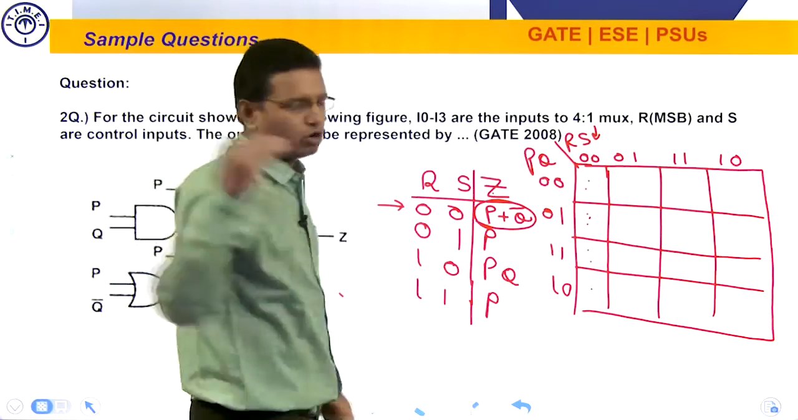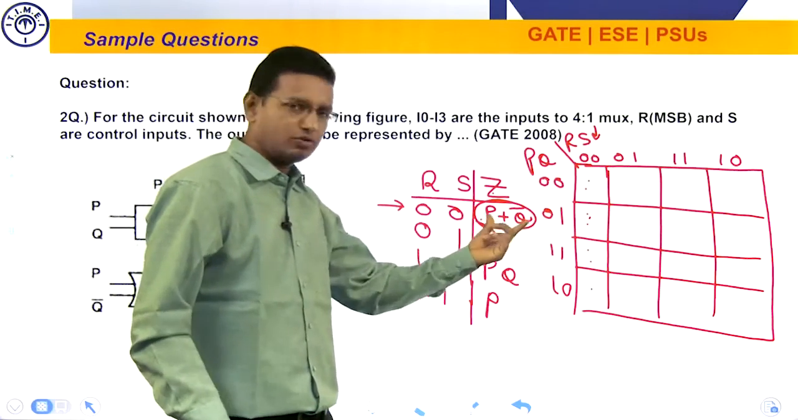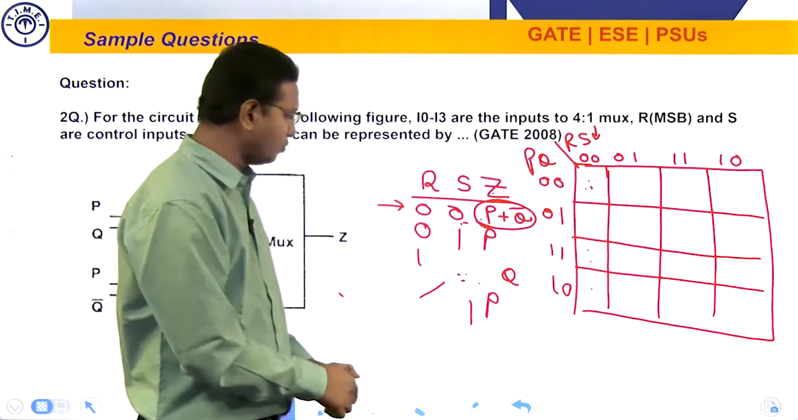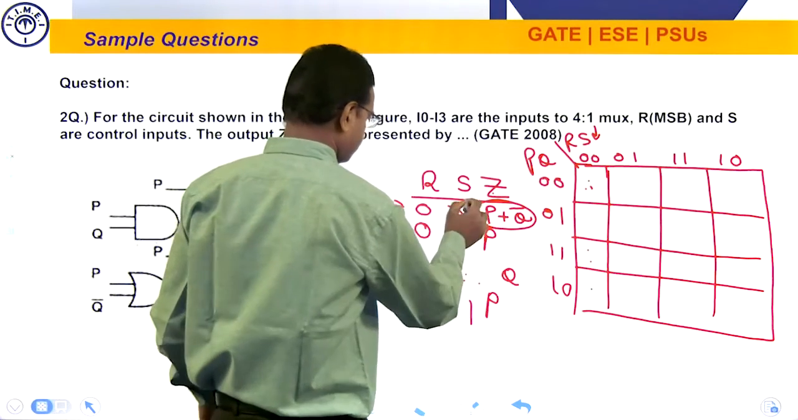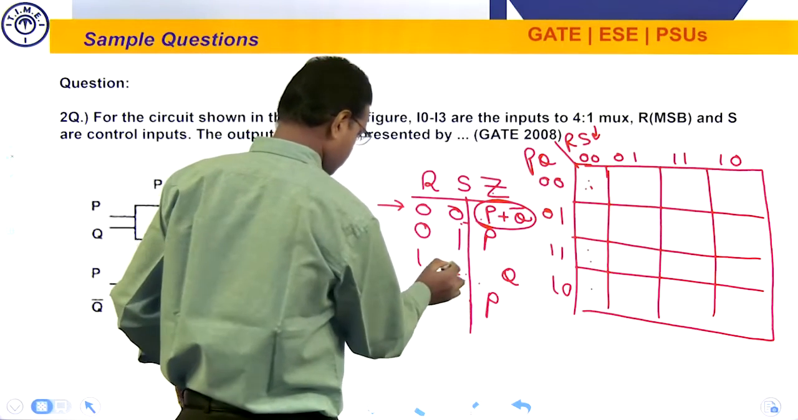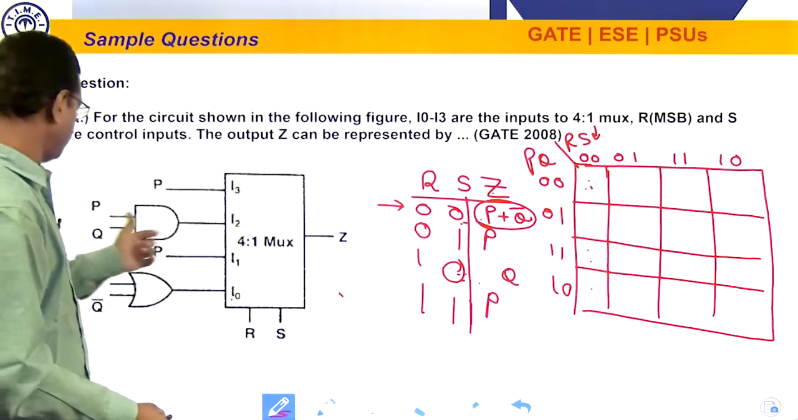Whatever we write inside the cells are the function values. So for this cell the function value is P plus Q bar, for this cell it's P plus Q bar, and so on. Sorry, this is 1 0, this is 1 1, and for 1 0 it is PQ.